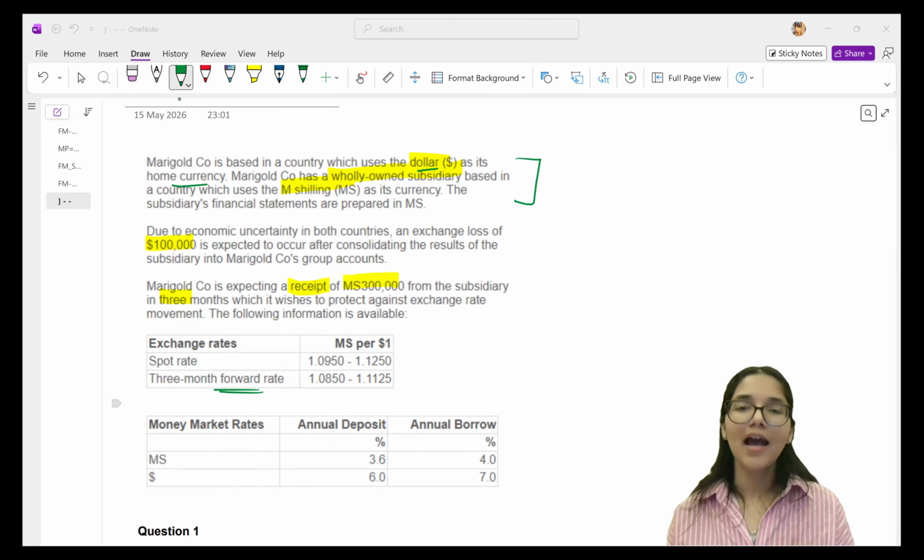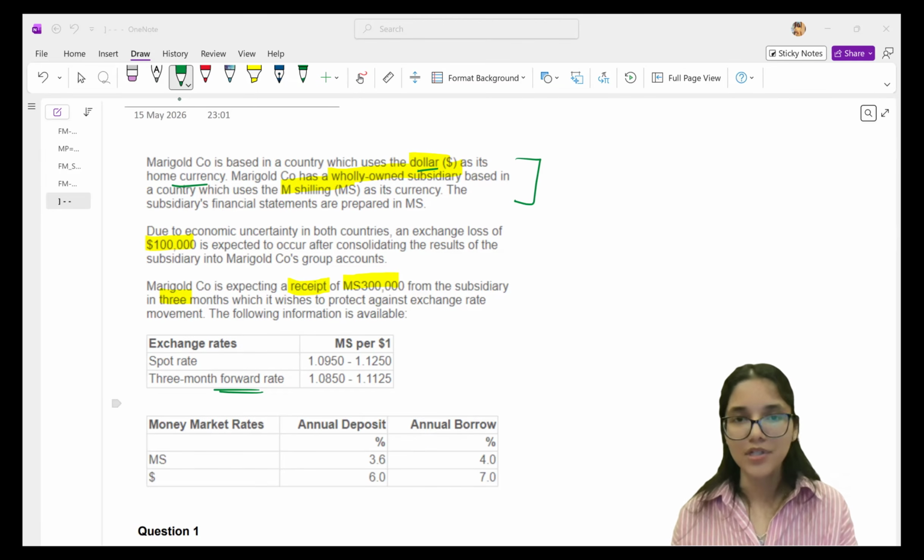So I need to find out how much amount of M shilling needs to be borrowed. Do I need to borrow the complete amount of 300,000 M shilling? Do I need to borrow the full amount? No, I need to find out how much money should be borrowed today so that after 3 months it becomes exactly equal to 300,000 M shillings. So today I will need to borrow lesser so that when interest gets added in total it comes out to 300,000 MS. So what I do is I have to divide it by 1 plus the rate of interest.